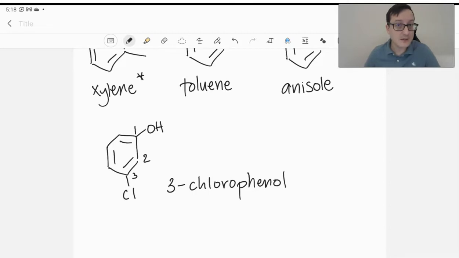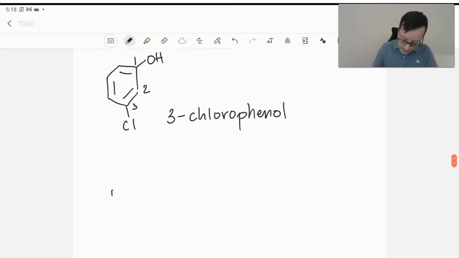Fortunately for us, there is no stereochemistry associated with benzenes because they're completely planar. So we don't have to worry about R and S here because there's no extra configurations we can have. Let's take a look at another one.